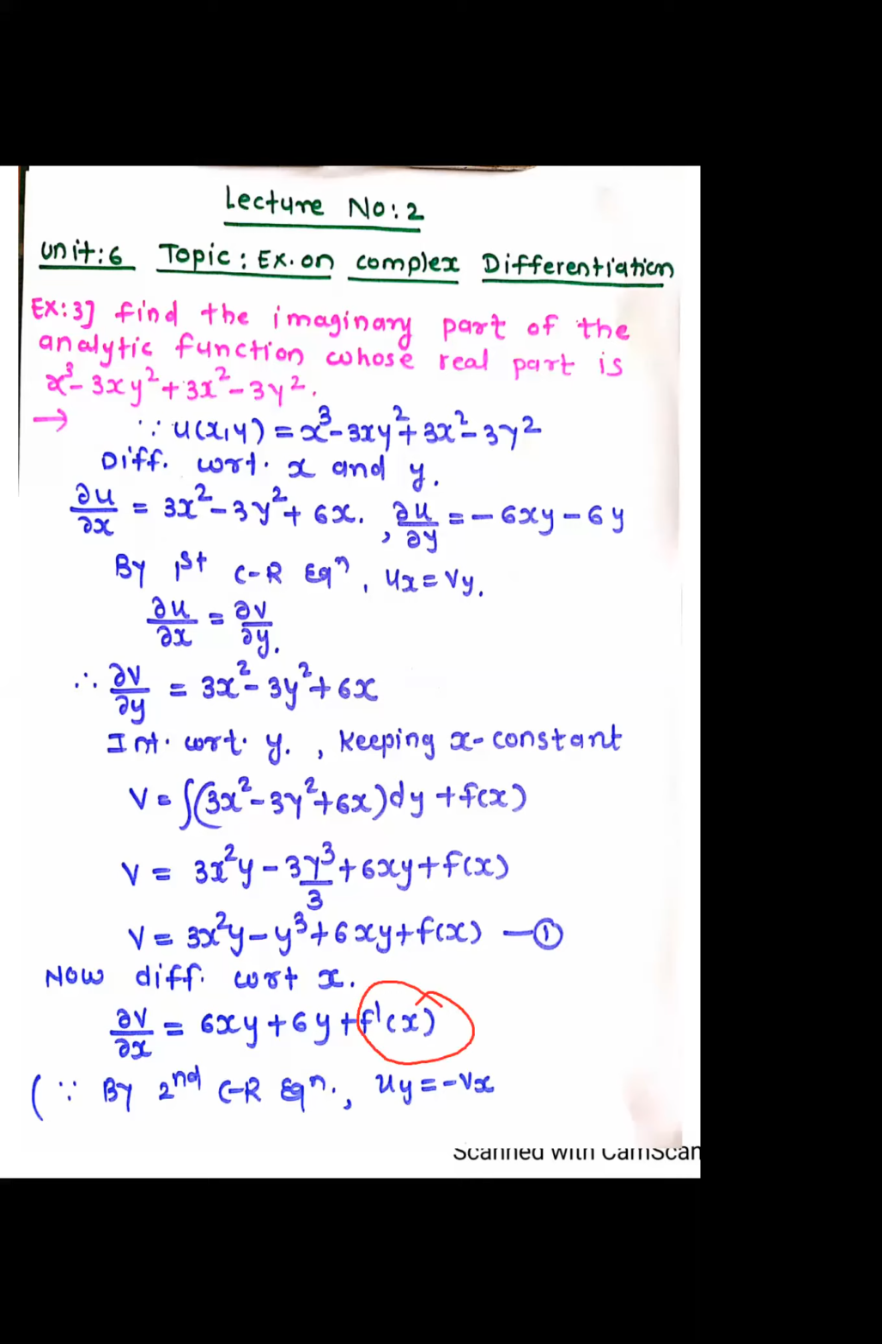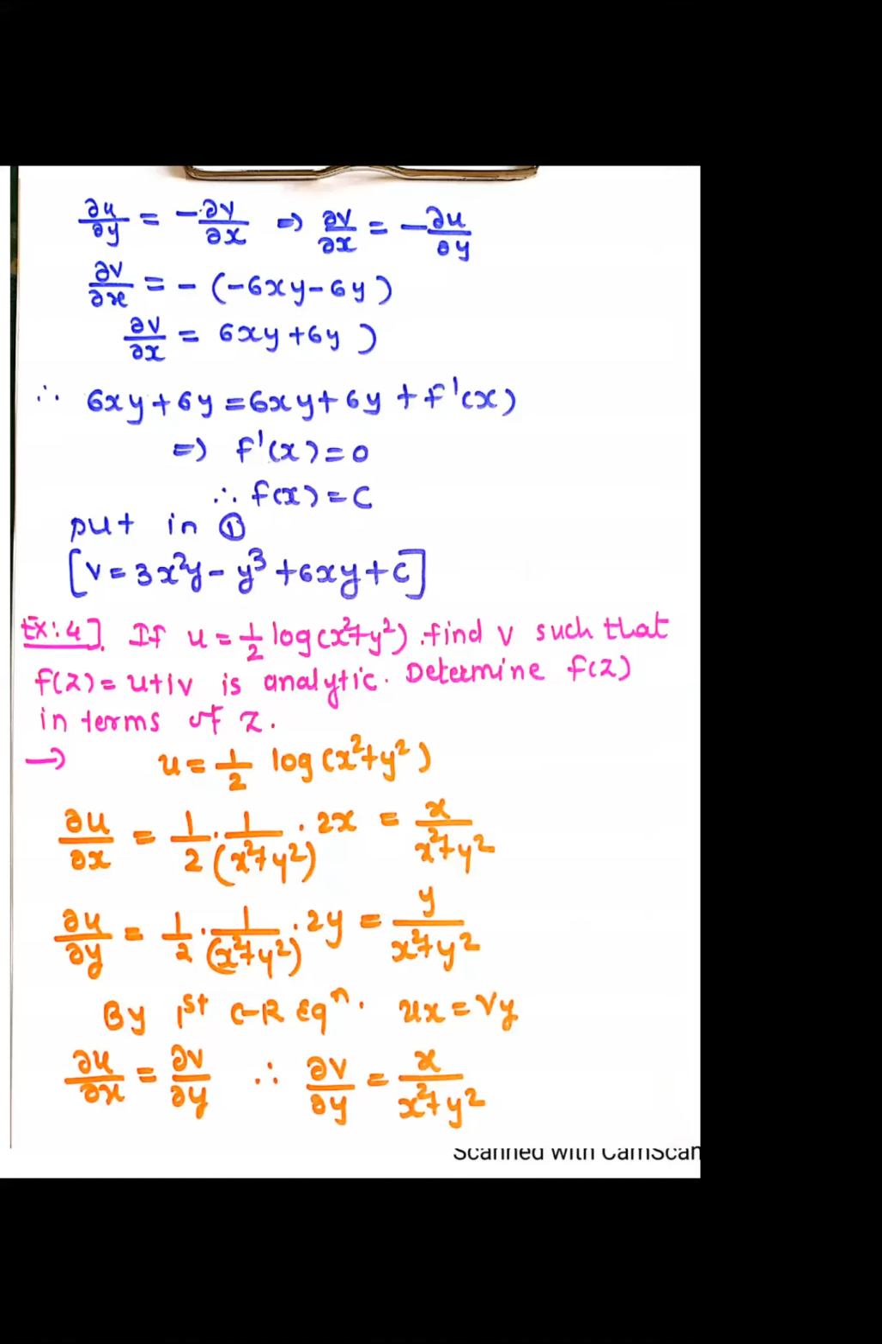Okay, so it is dabba v upon dabba x is equal to this, and now our aim is to find f dash of x. For that, you should know the value of dabba v by dabba x. So for that, we always use the second Cauchy-Riemann equation, which is uy equal to minus vx. Uy, that is dabba u by dabba y, equals minus dabba v upon dabba x. This implies dabba v by dabba x is minus dabba u by dabba y.